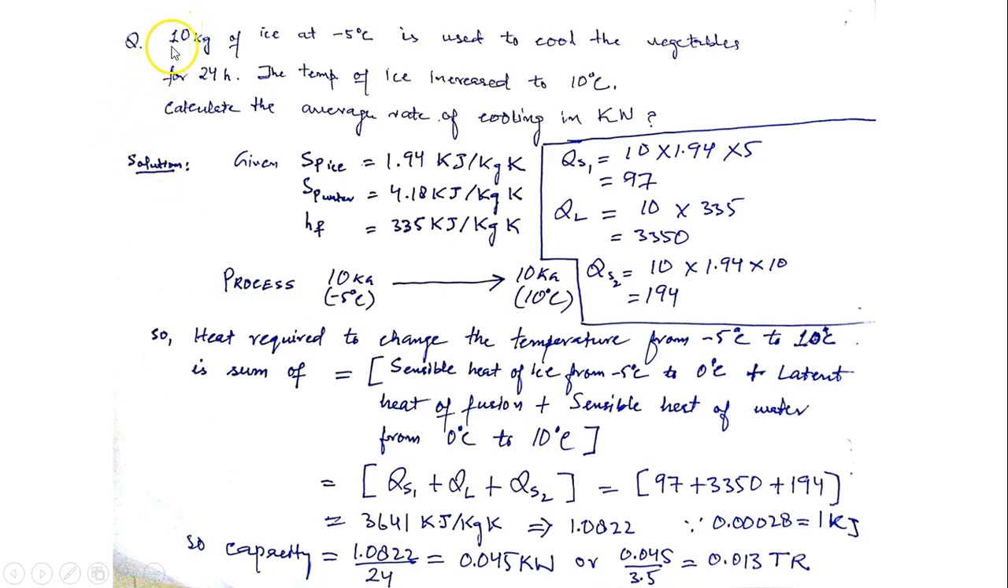The question is: 10 kg of ice at -5 degrees centigrade is used to cool the vegetables for 24 hours. The temperature of ice increased to 10 degrees centigrade. Calculate the average rate of cooling in kilowatt.